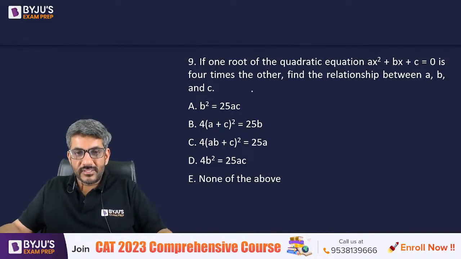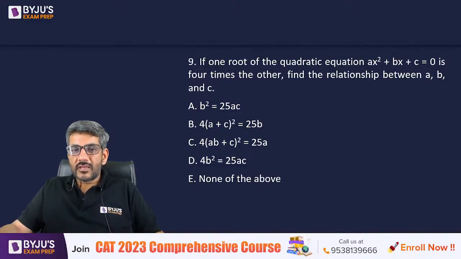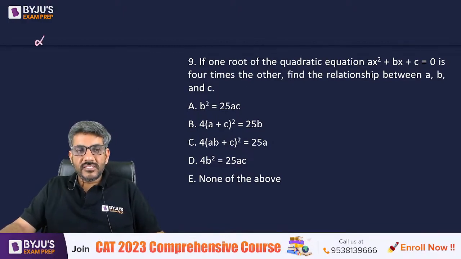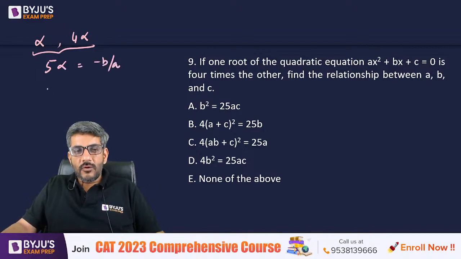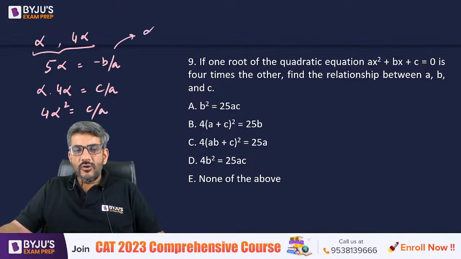Let us start doing this question. One root of the quadratic equation is 4 times the other. Find the relationship between A, B, C. See, one root is alpha. So the other root would be 4 times of that. That is 4 alpha. Now what is the sum of the roots? Alpha plus 4 alpha is 5 alpha. It is equal to minus B by A. And what is the product of the roots? Alpha into 4 alpha is equal to C by A. So here I have 4 alpha square is equal to C by A. If I check the value of alpha from here, it is minus B by 5A.